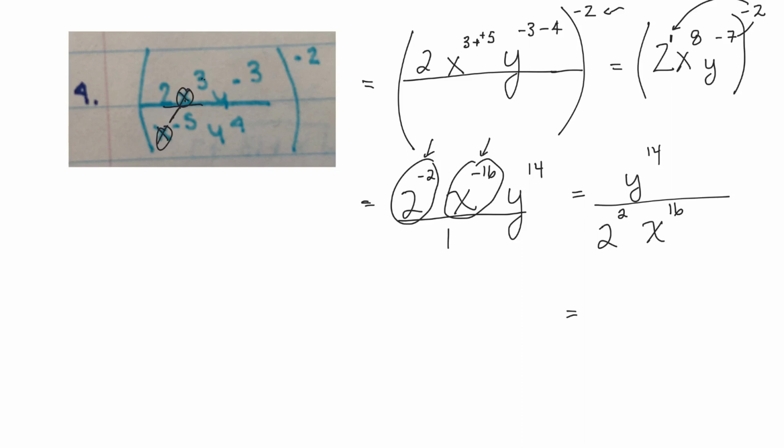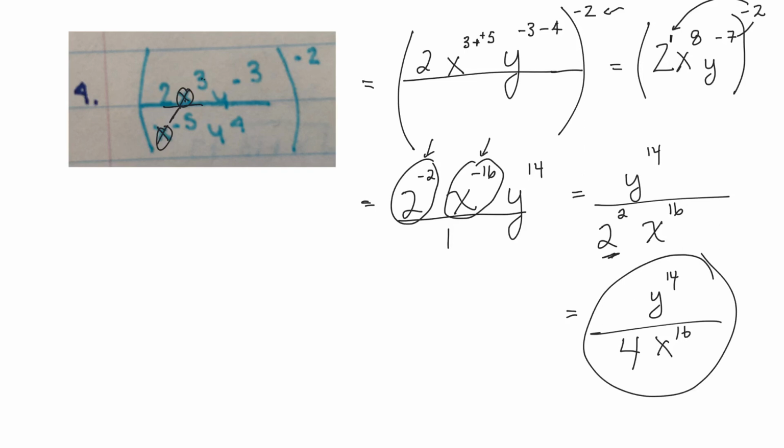Now the only last thing you can do, this would be y to the 14th over x to the 16th. You could figure out what 2 squared would be, and that would be 4. So that's where I would leave that question.